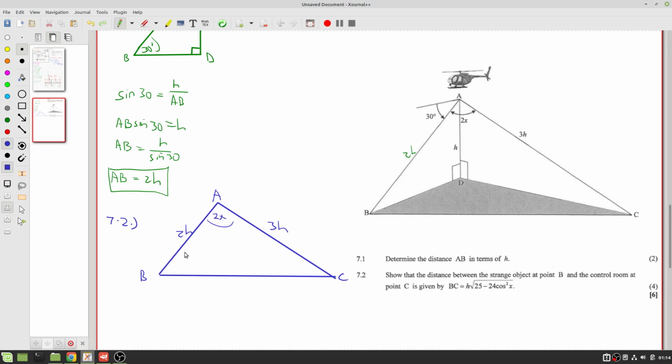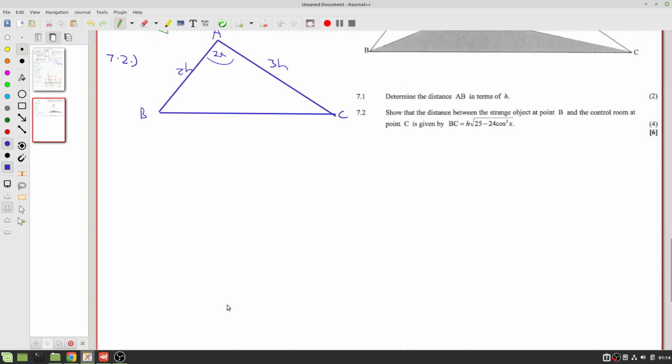We've got two sides and an included angle, two sides and the angle in between them, so we can use our cosine formula. What is the cosine formula? Let's just quickly recap that.